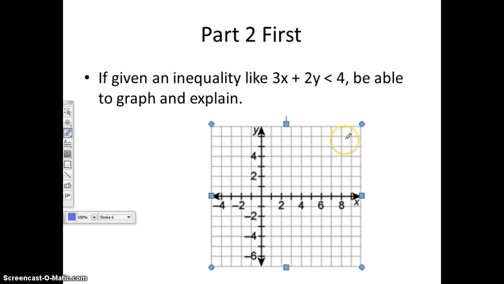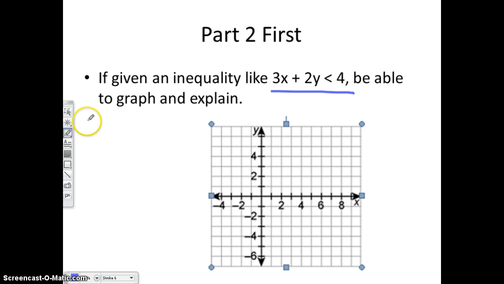Okay, welcome to Unit 5 test review. I hope you're all ready for the test while I change it from pale yellow to something that will actually show up. There we go. All right, part 2 test first. Remember, submitting it to the Dropbox triggers access to everything else. So if you're given an inequality, something like this, be able to graph it and explain your graph.